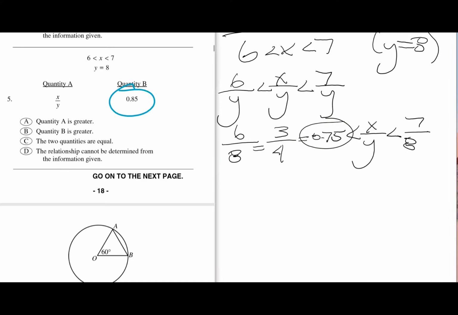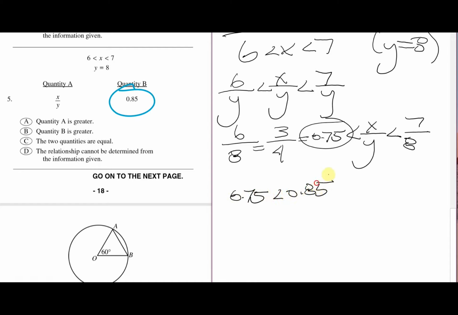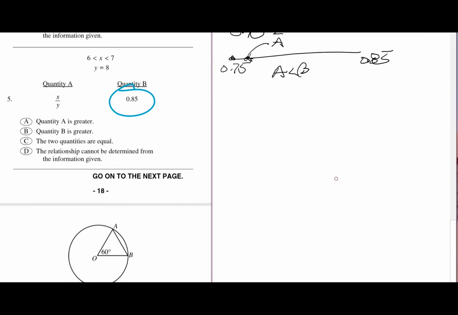B is 0.85. So we know that 0.75 is less than 0.85. And so if we construct this like 0.75, 0.85, if A equals this, this could be A. Well, we know that A is less than B, and this relation still holds true, because x over y is greater than 6 over 8. Well, true, and yet it's less than 0.85. So therefore A is less than B.